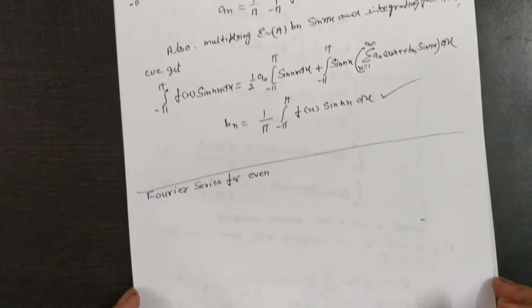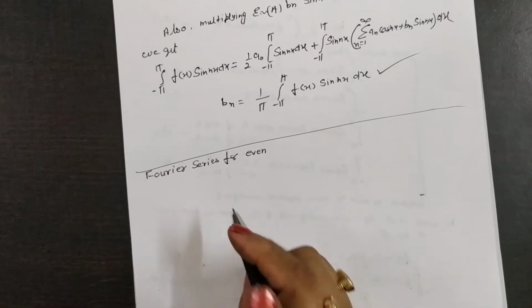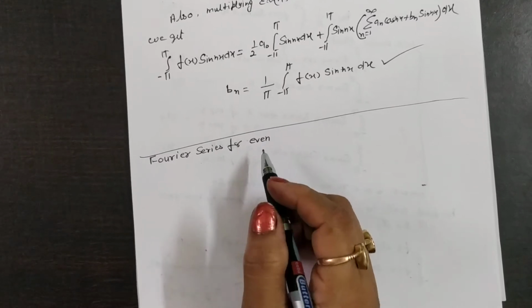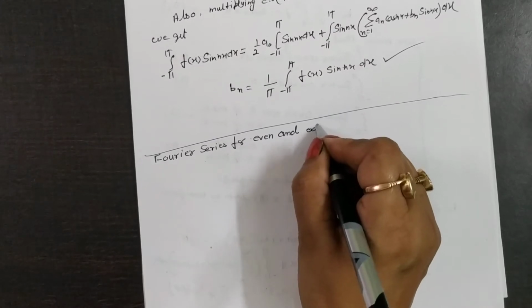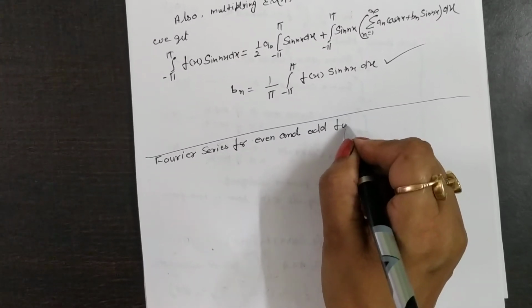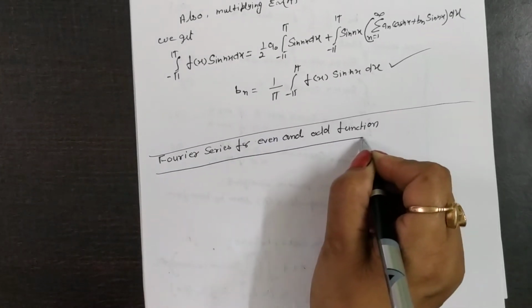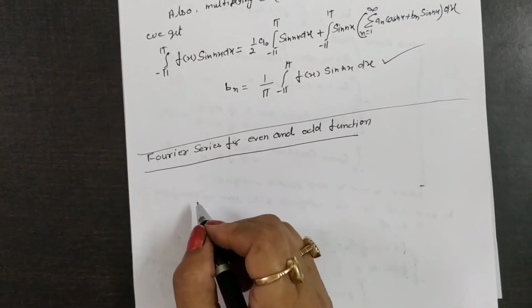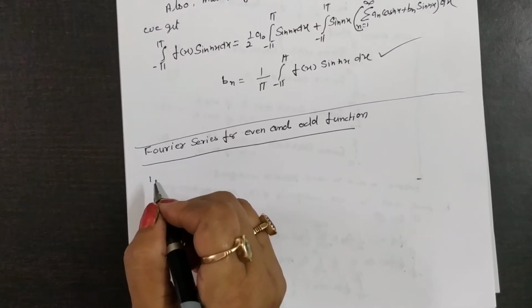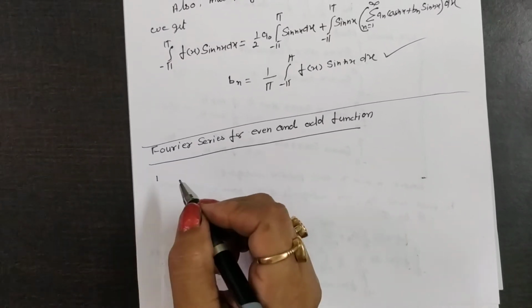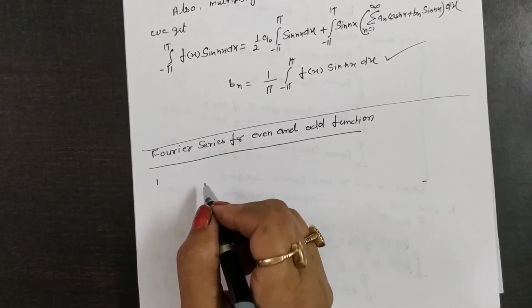Now I have defined the Fourier series for even and odd functions. First, we have defined the Fourier series for even functions, and also, if we suppose that f of x is an odd function, then the series for odd functions.